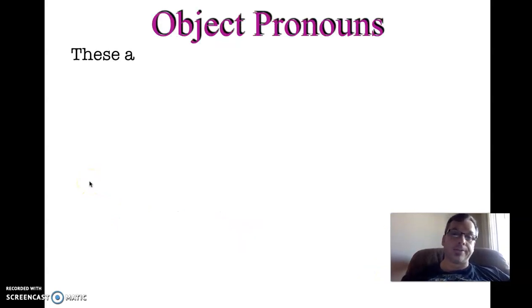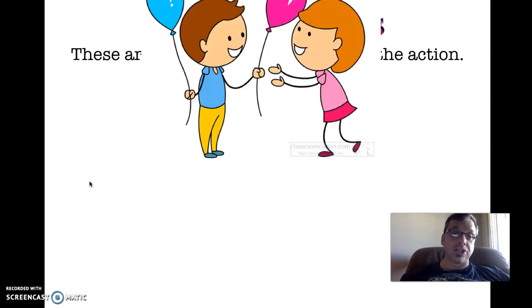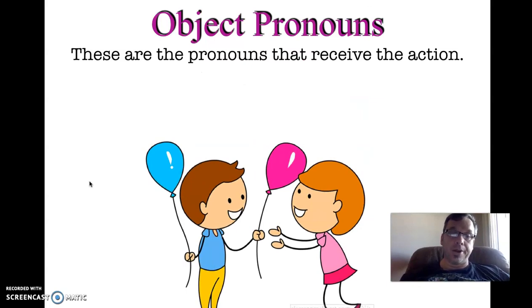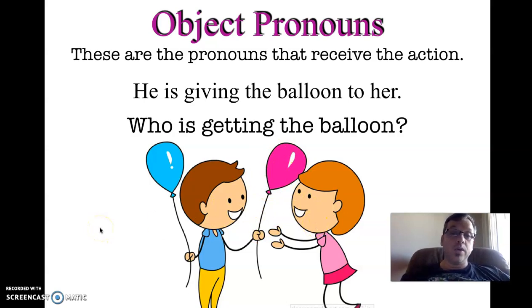Let's look at the object pronouns. These are the pronouns that receive the action, that get the action. Here's a picture, a boy and a girl with a couple balloons. He is giving the balloon to her. Okay? He is giving the balloon to her. Who is getting the balloon? Well, this girl is getting the balloon. Okay? But in this sentence, when she's receiving the action, we're not going to say he is giving the balloon to she, right? Again, here's the verb. This is what she's receiving, and this is the person who's receiving it, right? So her.